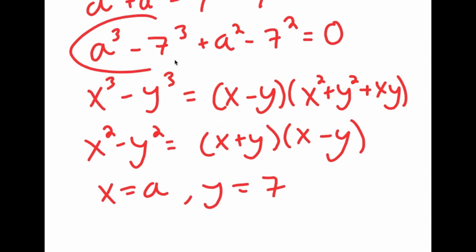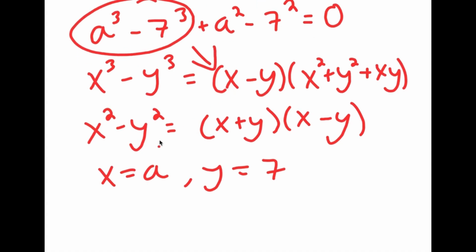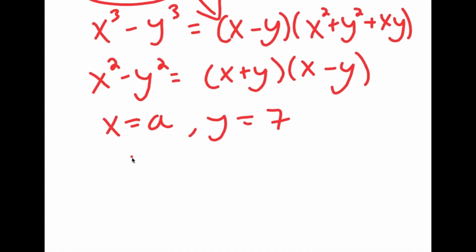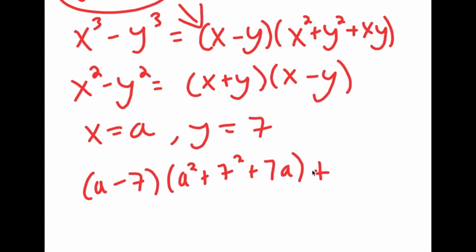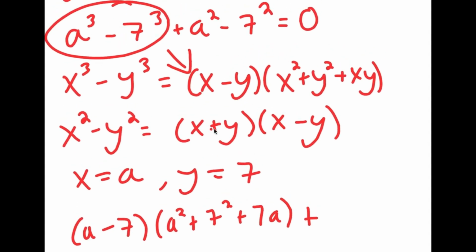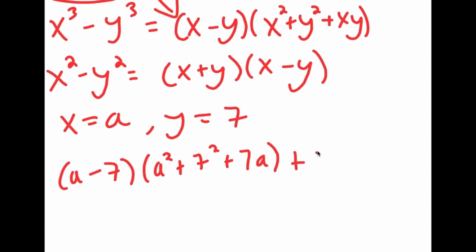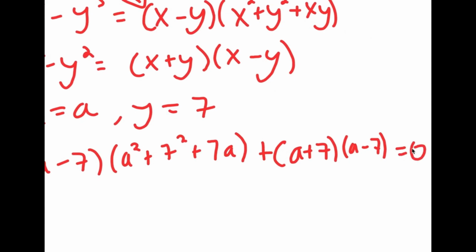We're going to first start by rewriting a to the power of 3 minus 7 to the power of 3 in this form. So this is going to be equal to a minus 7 times a squared plus 7 squared plus 7 times a, which is just 7a. And now I have this plus x squared minus y squared. This is x plus y times x minus y. So it's going to equal a plus 7 times a minus 7. And this is all equal to 0.